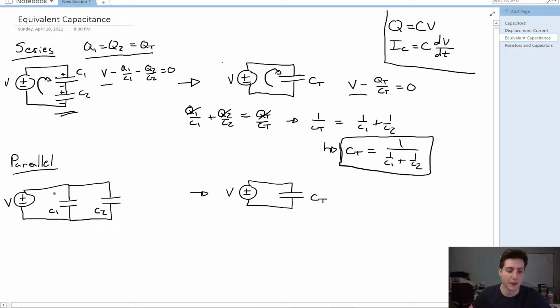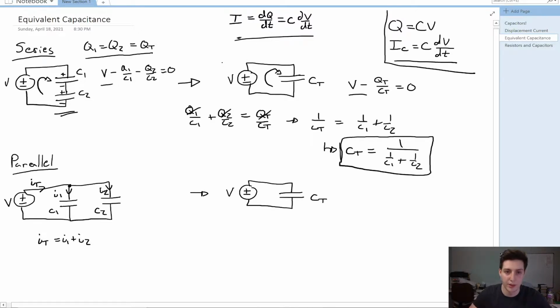Now with capacitors in parallel, we really need to look at this second equation. How we get there is we know that current is equal to the change in charge over the change in time, which would be equal to the capacitance times the change in voltage over the change in time, assuming that our capacitance is constant. With this equation, we can say that the total current is equal to the first current plus the second current. That's just KCL at this node here. So we say that IT is equal to I1 plus I2.